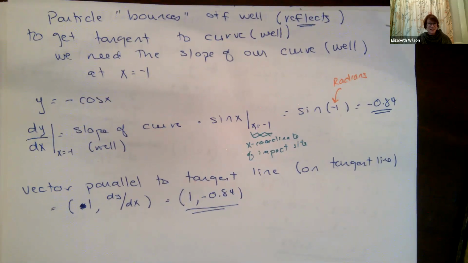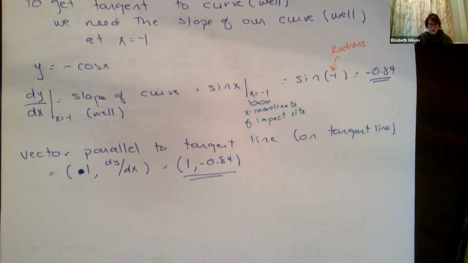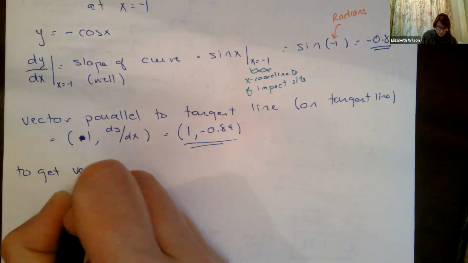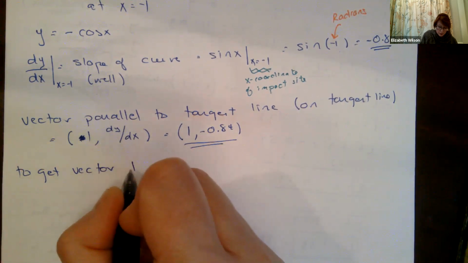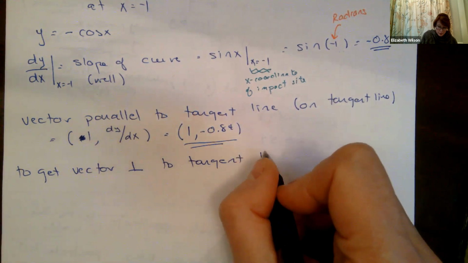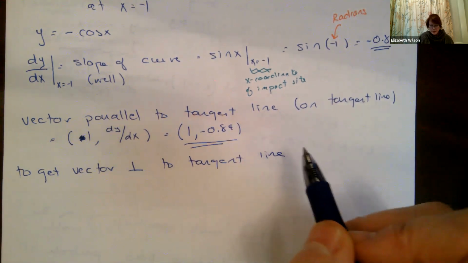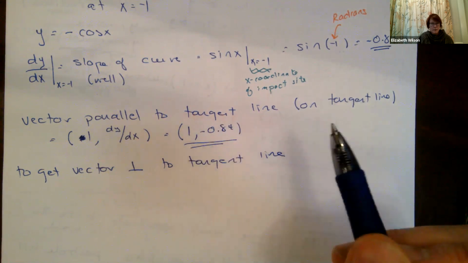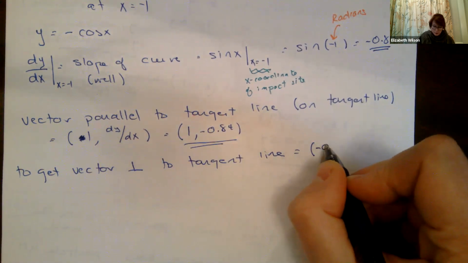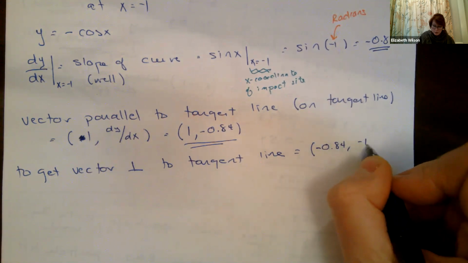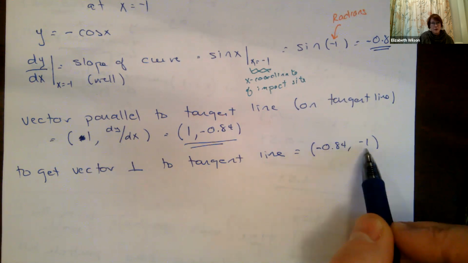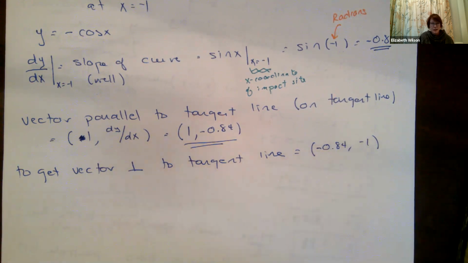Right? This example combines everything we've done so far. So we need to get a vector perpendicular to the tangent line. Remember how we do that. We take the x and the y, we swap them, and we negate the new y. So I switch the x and the y, so I get -0.84, positive 1, and then I negate the new y, so I get a negative 1.